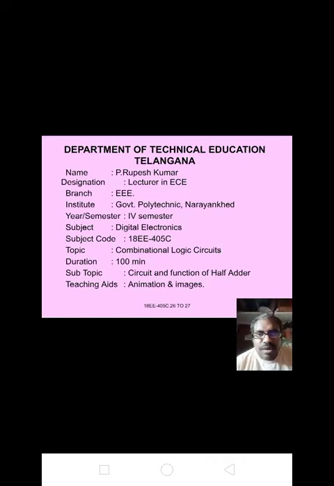This is Rupesh Kumar from Government Polytechnic Narayankhed. I am dealing with digital electronics. Subject code is 18EE405C for branch tripling. Today's topic is combinational logic circuits. Subtopic is circuit and function of half adder. I am using the teaching aids, animation and images.